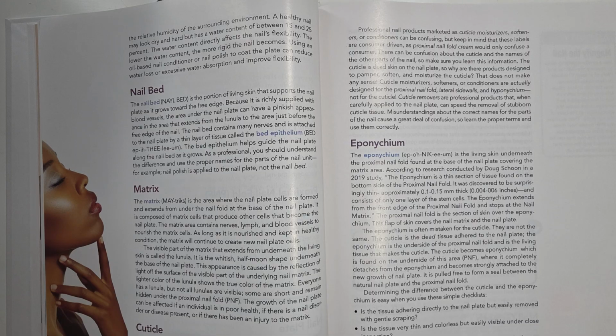The visible part of the matrix that extends from underneath the living skin is called the lanula. It is the whitish, half-moon shape underneath the base of the nail plate. This appearance is caused by the reflection of light off the surface of the visible part of the underlying nail matrix. The lighter color of the lanula shows the true color of the matrix. Everyone has a lanula, but not all lanulas are visible. Some are short and remain hidden under the proximal nail fold, abbreviated PNF.